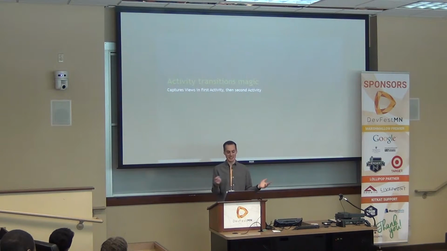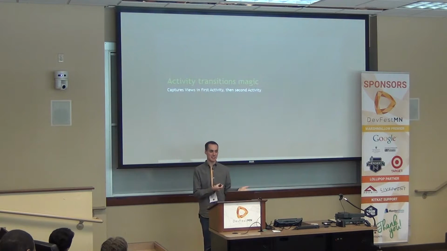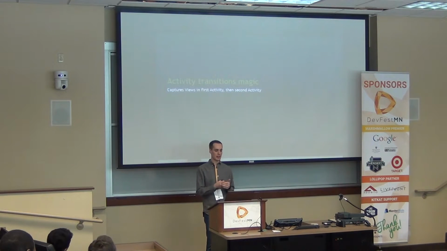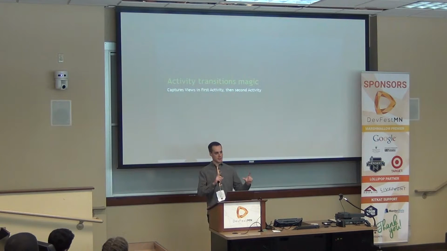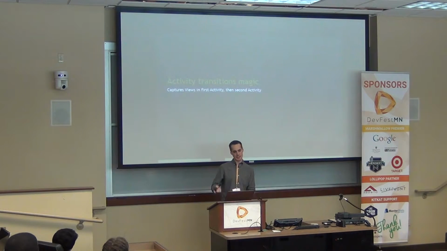So how does this magic work? It's almost the same thing as the scenes, right? When we call that make scene transition animation, the framework is going to take a snapshot of all the views in our first activity, and then once we call start activity, it's going to go ahead and take a snapshot of the second activity after it's done its first layout. And then it's going to use the transitions to calculate how to move things around.